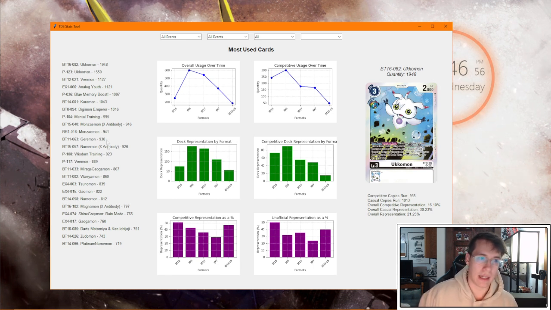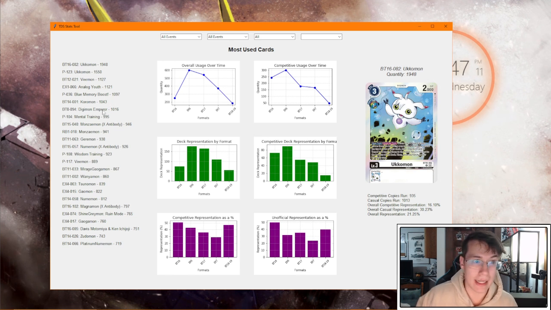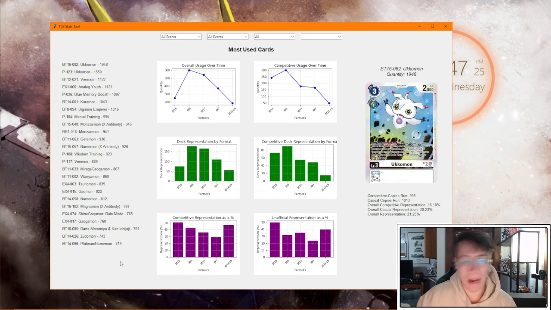And you can see it's about what you would expect. Interestingly, BT12 Vmon is the third most played card in all of Digimon. And then, we got Analog Youth, which is also not surprising. I'm not surprised to see any of the boosts, any of the trainings in here. BT14 Koromon makes sense. The generic draw egg. Digimon Emperor, pretty cool. Counters Ukomon, which is our most played card. Monzemon X, Monzemon, Garamon, Numemon. These are all from the BT15 meta existing. And then some other blue stuff basically fills out the bottom half of that.